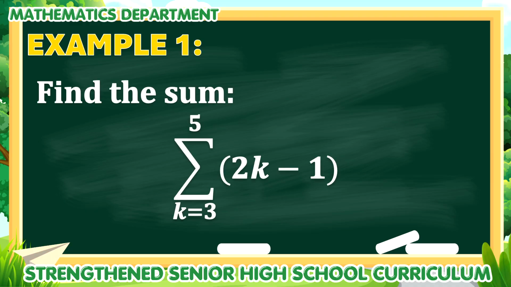Now let's try this one together. Find the sum given the summation of 2k minus 1, where k ranges from 3 to 5.